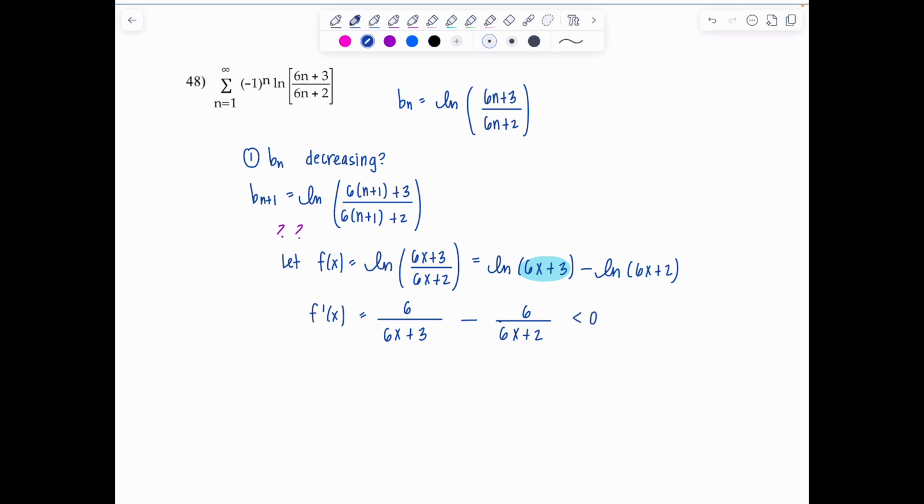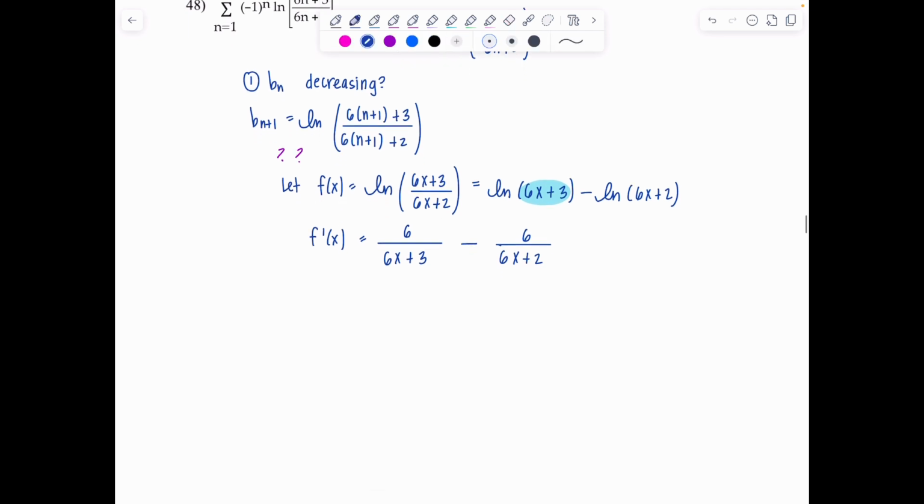If that felt just too crazed for you, I understand. So what else could you do if it wasn't so obvious? Just get a common denominator. So you'd have 6 times (6x plus 2) minus 6 times (6x plus 3) over (6x plus 3) times (6x plus 2). And then if I distribute in the numerator, those 36x's will cancel out. I have 12 minus 18, so negative 6 over (6x plus 3) times (6x plus 2).